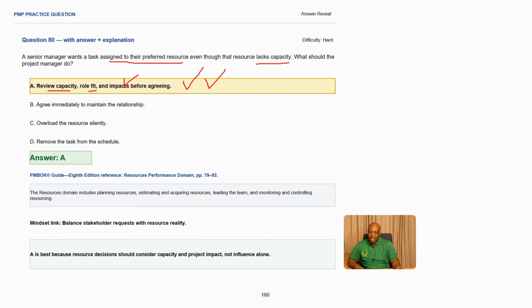How do we link it back to our PM book? You have the resource performance domain. The best mindset in this scenario is you need to balance stakeholder requests with resource reality. What does it mean? If there's a request from a stakeholder, you also need to assess your resources and assign your tasks accordingly. This makes A the best answer, because resource decisions should consider capacity and project impact, not just influence alone.